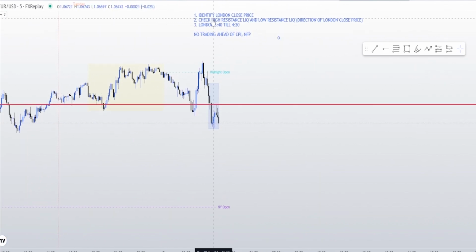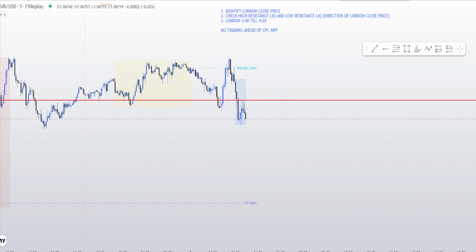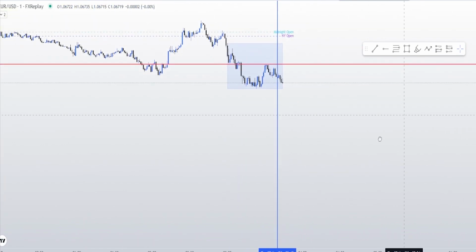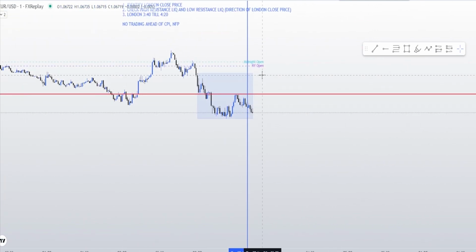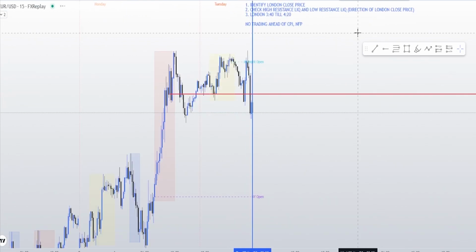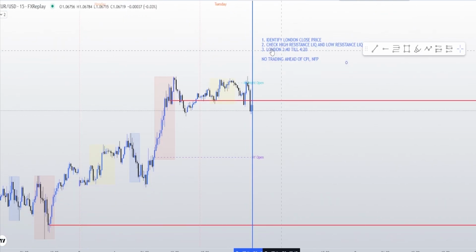And then we're gonna wait for London 3:40 till 4:20, which is our time where we can take the trade. This is 3:40 right here, and we can see how the price starts reacting from here. This is the 15 minutes chart. The second thing we have to do is check the low resistance and the high resistance.